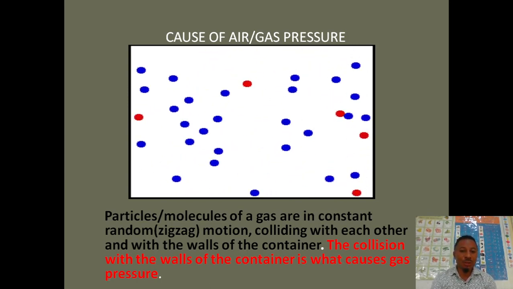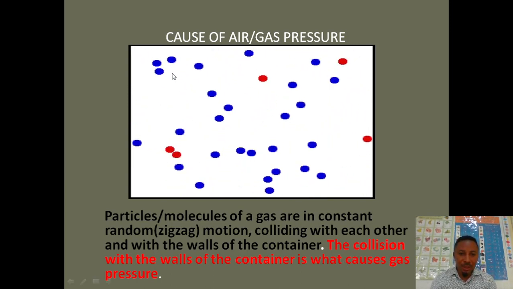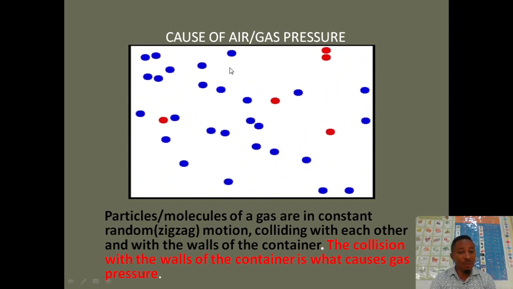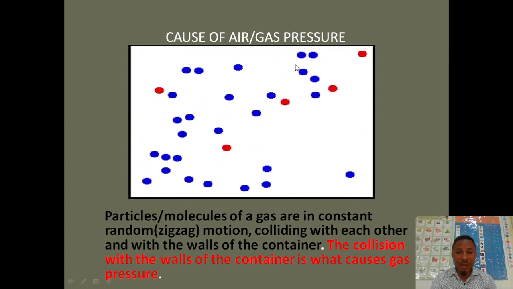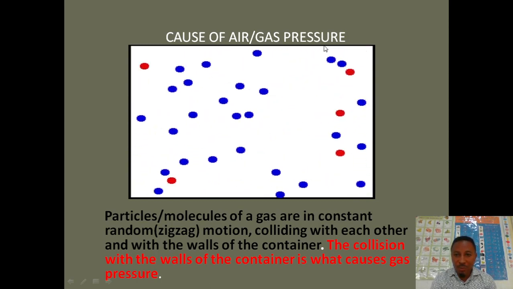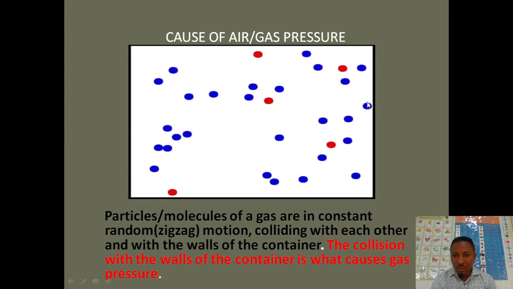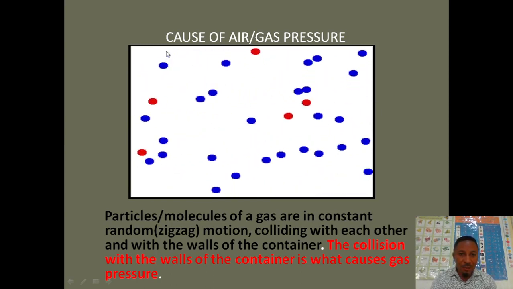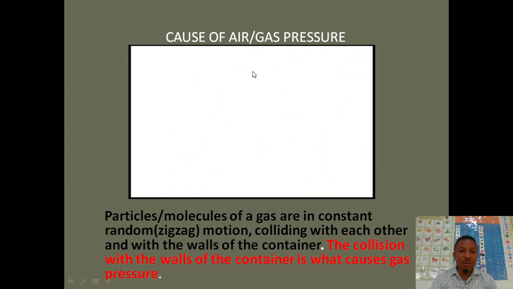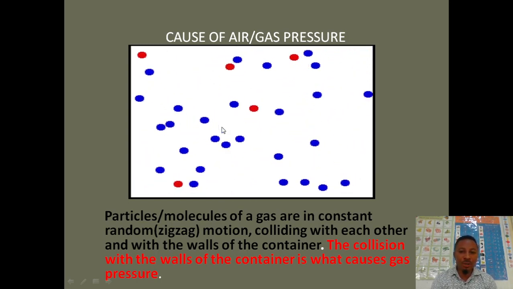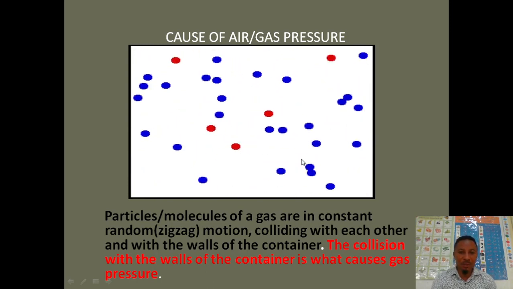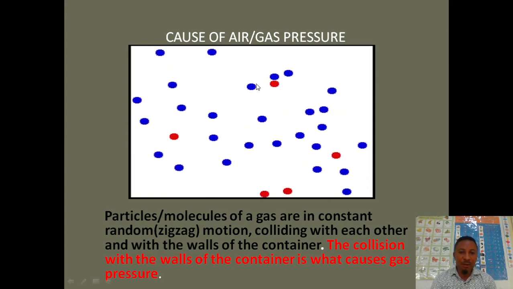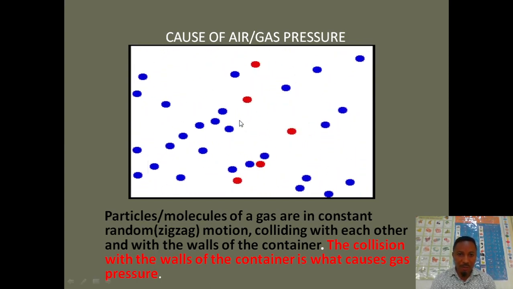So it's a collision. Once they are hitting this, they are exerting force. Remember, pressure is force exerted in a given area. So this one exerts a force in this small area, this one exerts a force in this small area, this one exerts a force in this small area, this one over there exerts a force in this small area and the surface here. So the average pressure is what we call the gas pressure. You can get the average of the whole pressure being exerted on the sides.